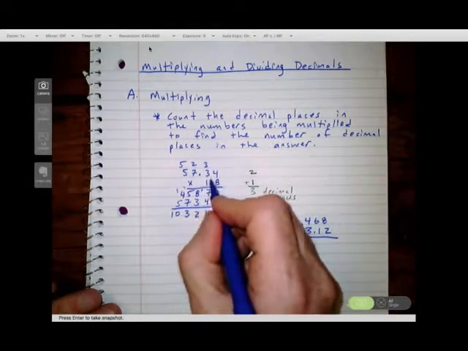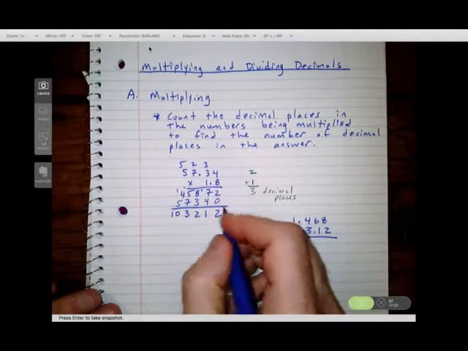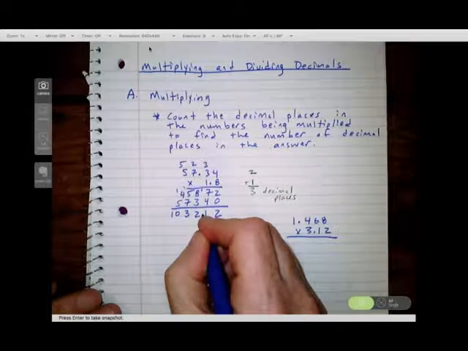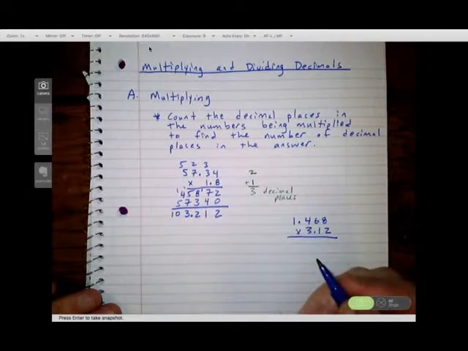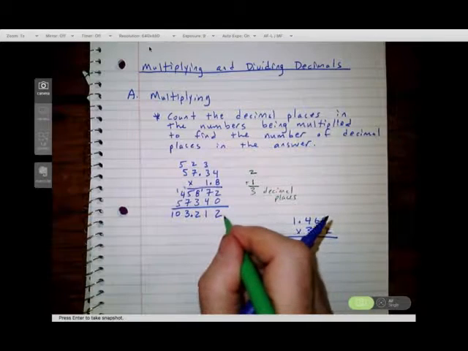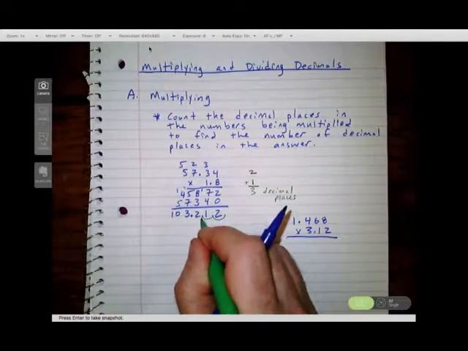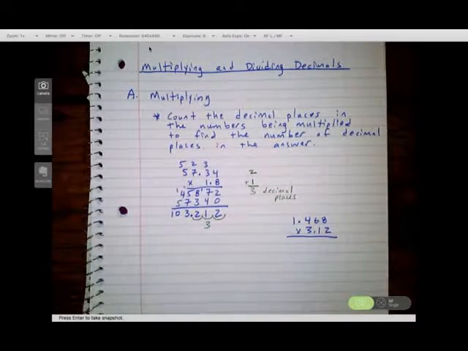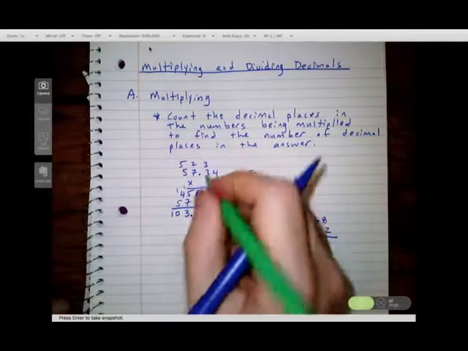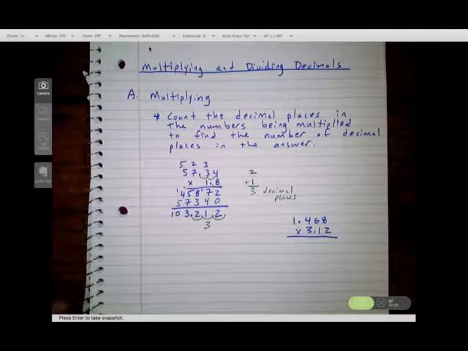Again, there are 3 numbers after the decimals in the problem. That means we have 3 numbers after the decimal in the answer. And again, when we count from the end and move to the left, 1, 2, 3 decimal places, because there, again, are 3 decimal places in the numbers being multiplied.